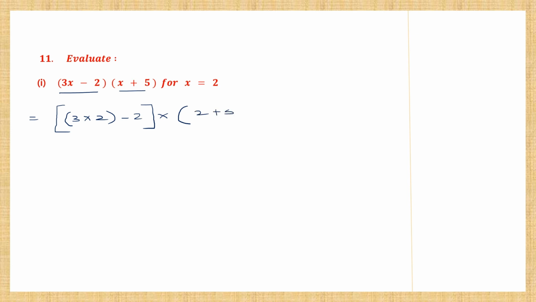2 plus 5. So this will be 3 2s are 6. 6 minus 2 into 2 plus 5 is 7. 6 minus 2 is 4. 4 into 7. 4 sevens are 28. So our answer here is 28.